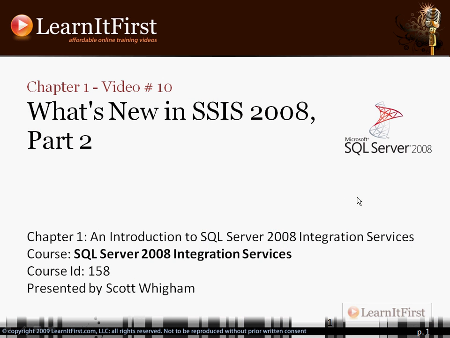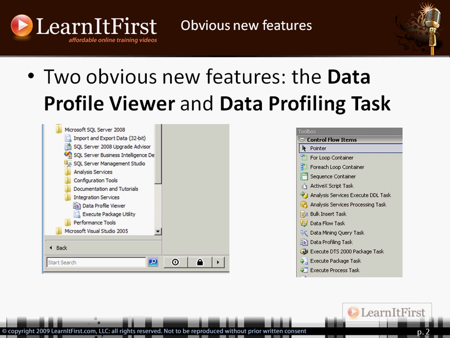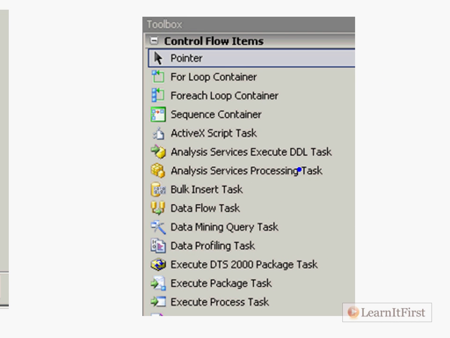So let's take a look now at the obvious features in SSIS 2008 in this part 2. We're going to talk about the data profile viewer and the data profiling task. These are both new features in SSIS 2008, and they're very, very related. So I'll start on the right side over here and show you. This is the toolbox in SSIS.